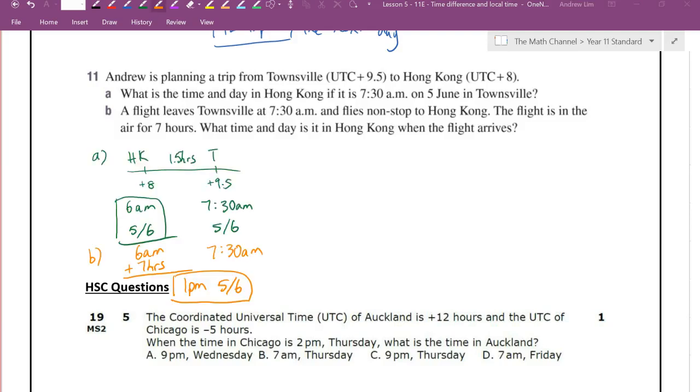Right, so here are my answers. Question A, it'll be 6 a.m. on the 5th of June in Hong Kong. And question B, what time and day? It'll be 1 p.m. on the 5th of June as well. Day doesn't change.